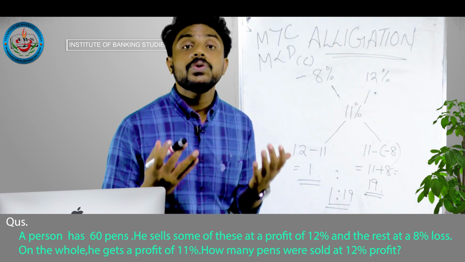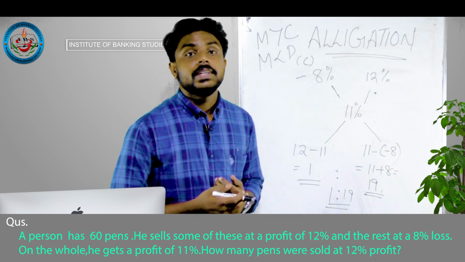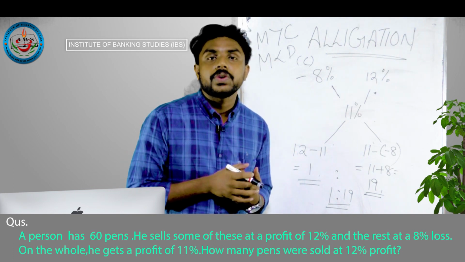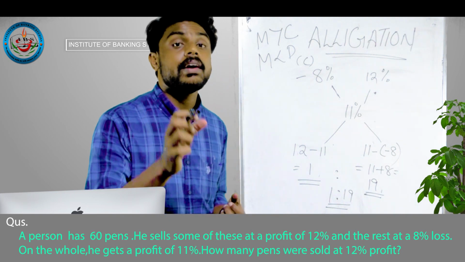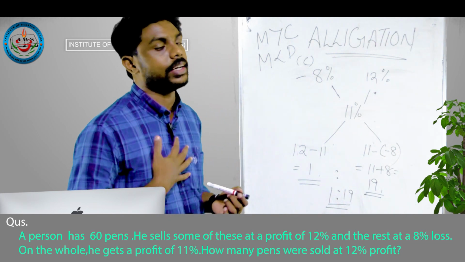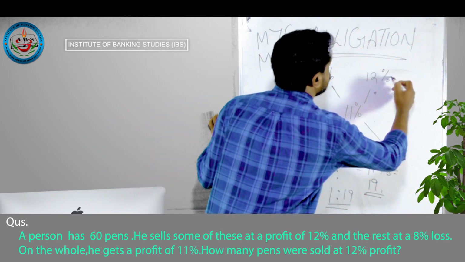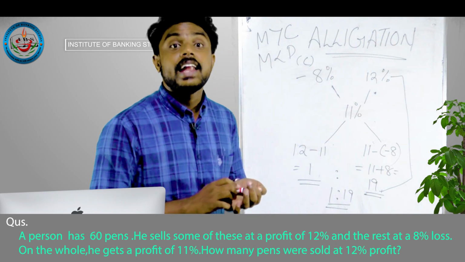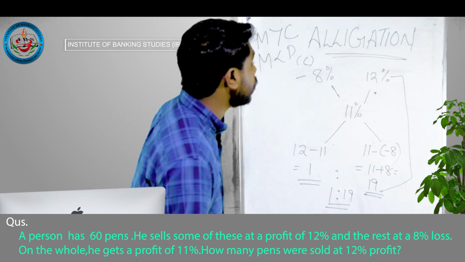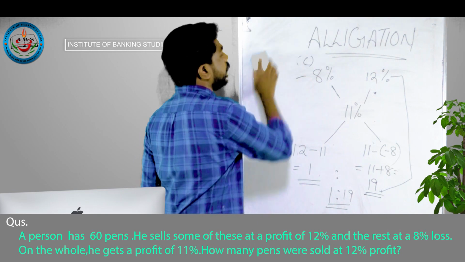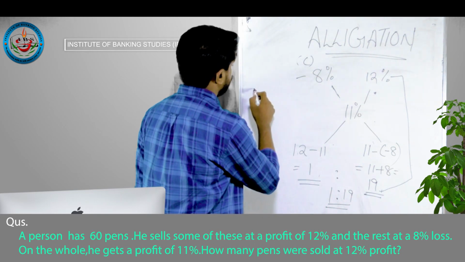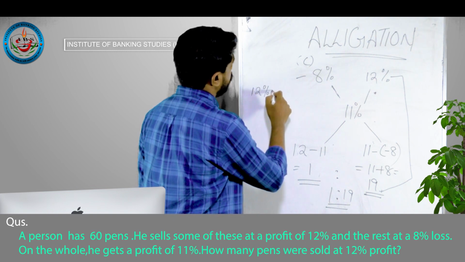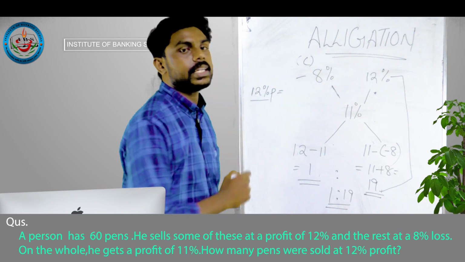Okay, now what do we have to find here? We have to find how many pens were sold at a 12% profit. No? How many pens were sold at a 12% profit? That is what we have to find. Let us move to this. 12%, what is the ratio? It is 19. So how many pens were sold at a 12% profit?